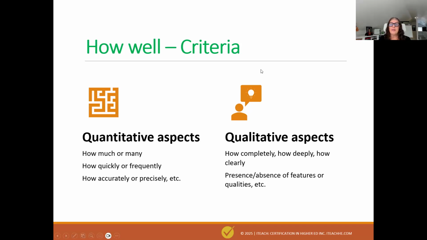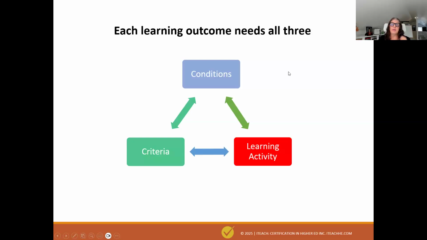So that looks like this. Here we have, for each learning outcome, you want to work towards having all three: your conditions, your learning activity or performance, and your criteria. Okay.